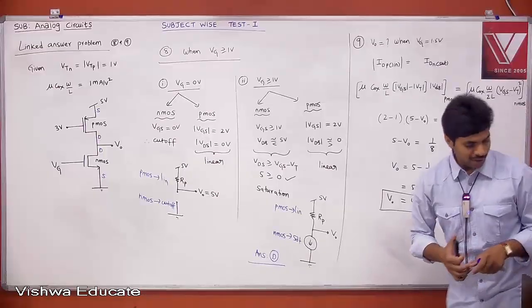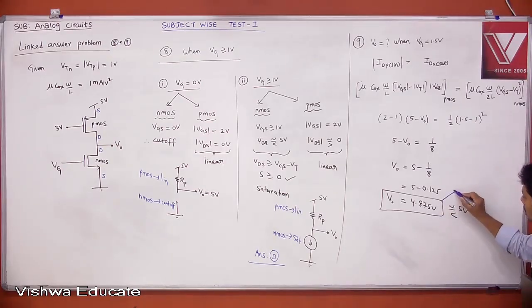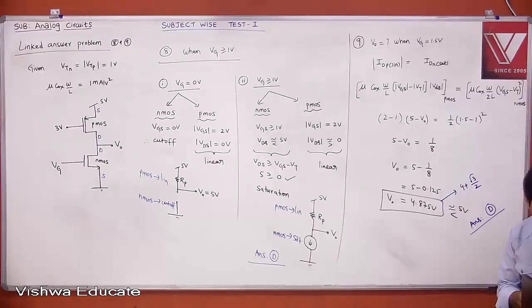Therefore, what is the answer? 4.875. But the answer is given like 4 plus something, definitely 4 plus something. Therefore, answer is either B or D. What is 1 by root 2? 1 by root 2 is 1.414. And what is root 3 by 2? 1.7 by 2. Yes, I think D is satisfying. I think you can check it. Therefore, the answer is D. This is also the same as 4 plus root 3 by 2. Therefore, the answer is D.